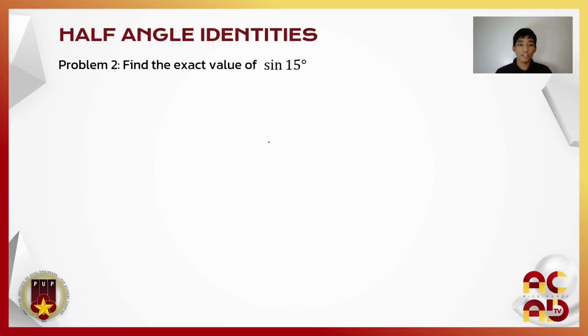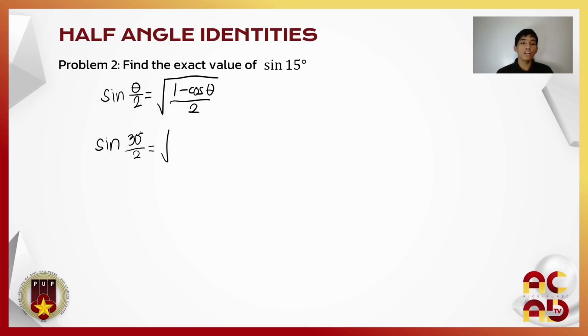So, proceed tayo sa next example. Find the exact value of sine 15 degrees. Sa sine naman, yung half angle for sine is sine theta over 2, that is equal to the square root of 1 minus cosine of theta all over 2. So, just plug in. Ano ba yung theta na kapag dinivide natin by 2 is 15 degrees? That should be 30 degrees over 2. Equals square root of 1 minus cosine, ang theta natin is 30 degrees, and then divided by 2.